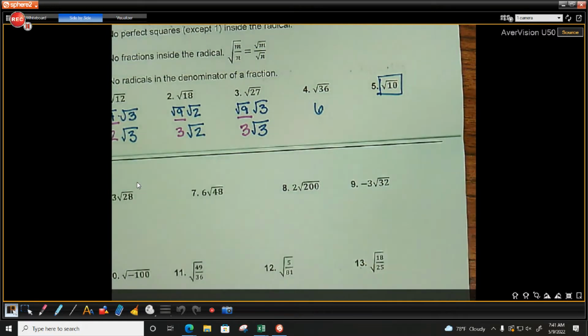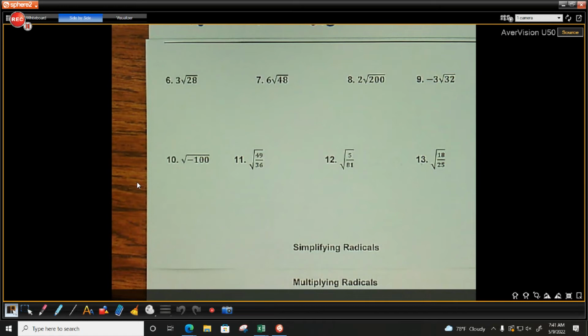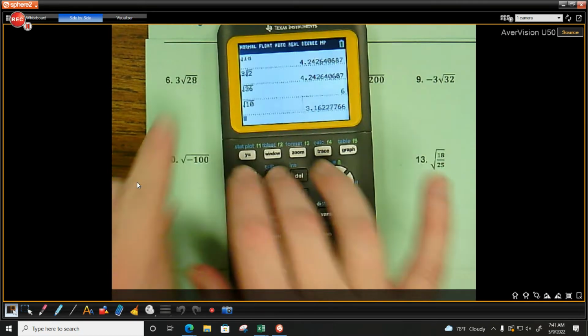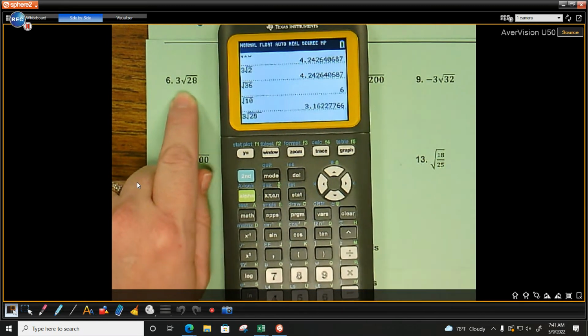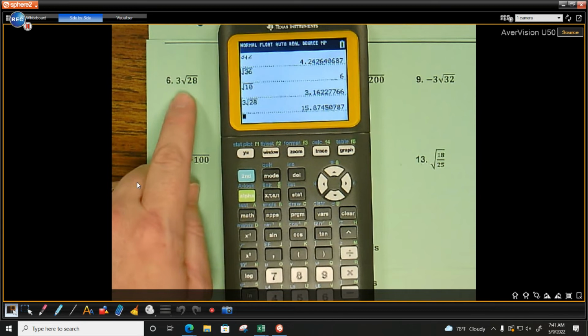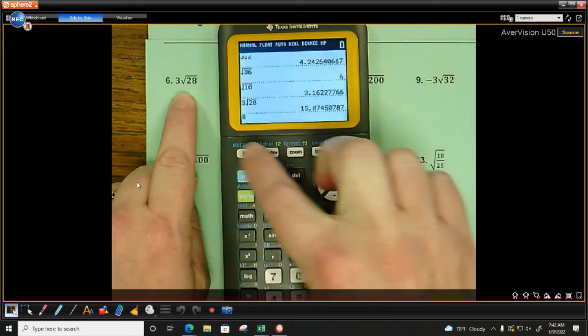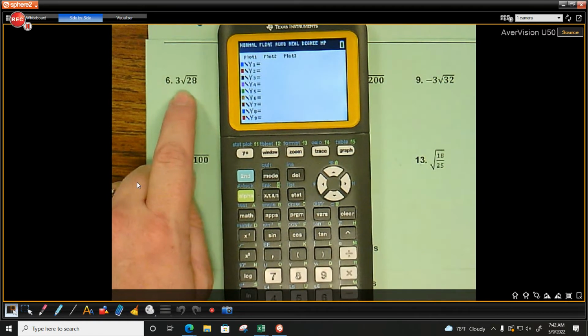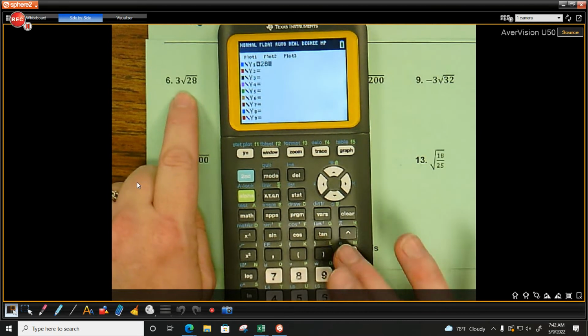Okay, now some of them are going to already have coefficients out in front. Type it in the calculator exactly as you see it. So I'm going to do 3 square root 28. Type the whole thing in exactly as I see it. And when I hit enter, I get a decimal, which means we're going to have to go to y equals. What am I going to type in y equals? 28. 28 divided by x. Do I care about that 3 right now?